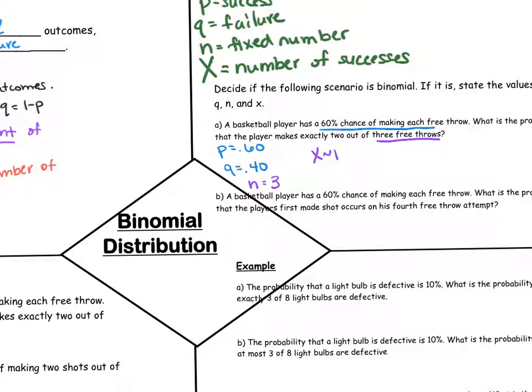X follows a binomial distribution with an n of, what's your n? 3. And your p is 0.60. Now, they want me to find the probability that he makes what? 2. Exactly 2 out of how many? 3. So that means that my big X is equal to what? The number of successes I want, what's the number of successes I want? 2. I want exactly 2 successes.